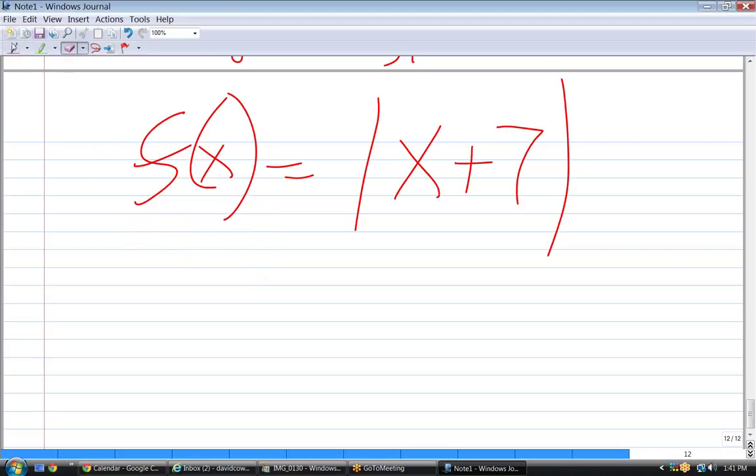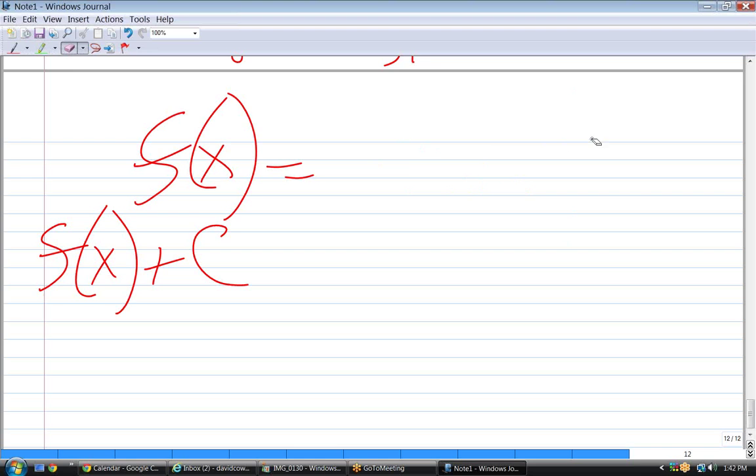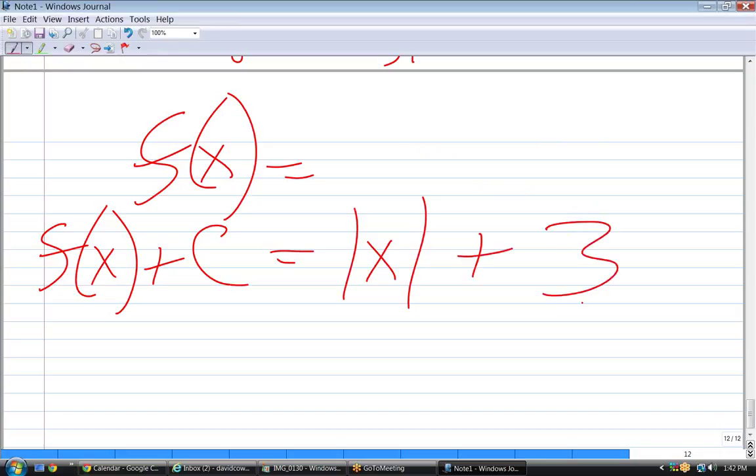Now, let's talk about the fourth type of translation, which is if I have f of x plus some c outside the parentheses. And an example of that would be absolute value of x plus 3. Notice my plus 3 is not inside the absolute value markers, it's outside. In other words, if I said to you f of x is absolute value of x, what is f of x plus 3? That would be the answer.